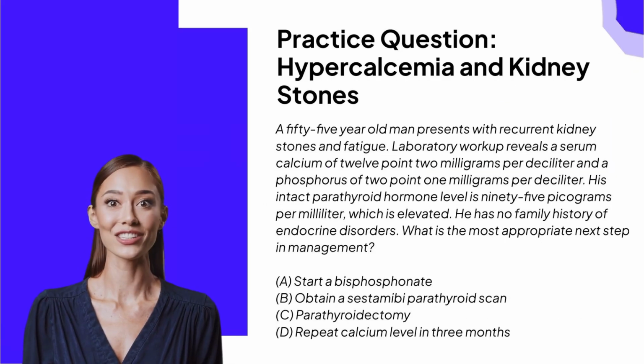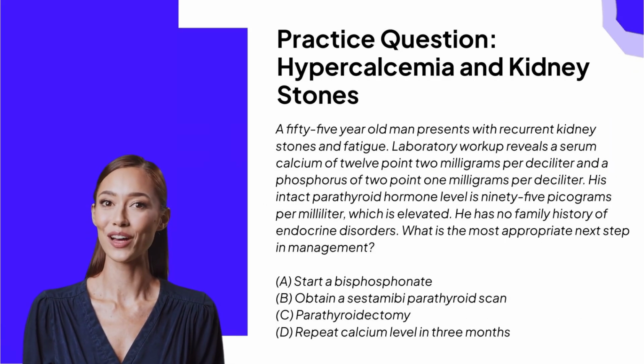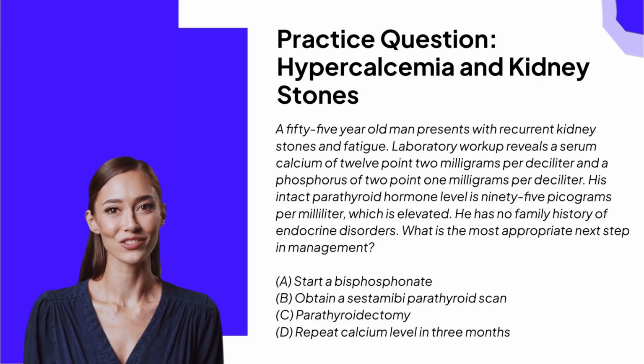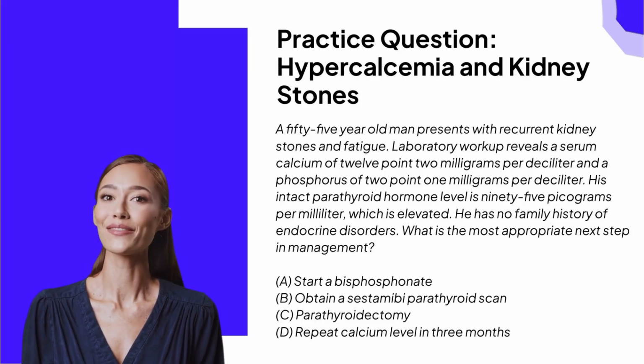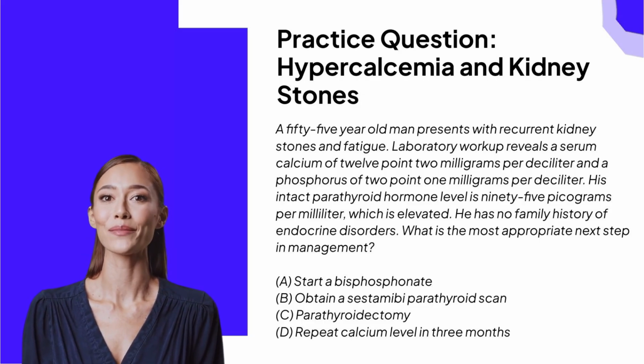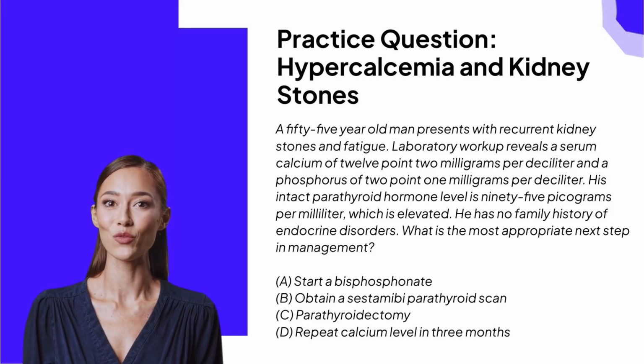Here is our second practice question. This one is about hyperparathyroidism. We have a 55-year-old man with recurrent kidney stones, elevated calcium, low phosphorus, and an elevated parathyroid hormone. Think about what the next step should be before we move on.